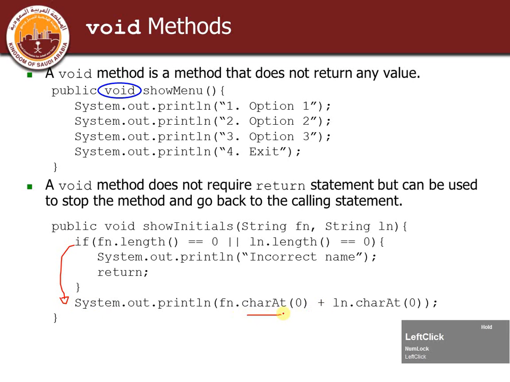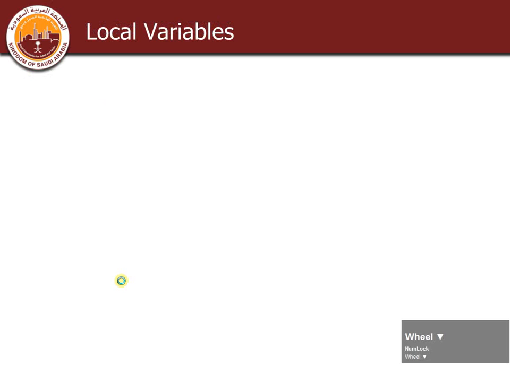You remember the char at? What does it do? Get a letter at a specific position from the string that it is attached to. So in this case, fn.charAt(0) is going to give me the first letter of the first name, and it will add it to the first letter of the last name. So this is why they call it show initials. It is just going to show the first letters of your first name and last name next to each other. Is it clear? Do you have any questions?